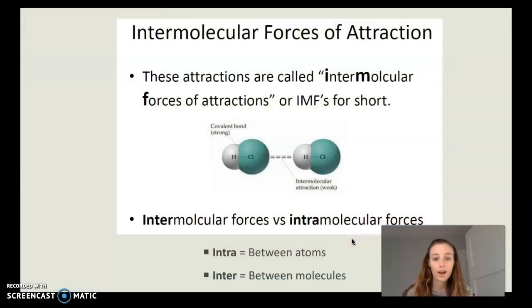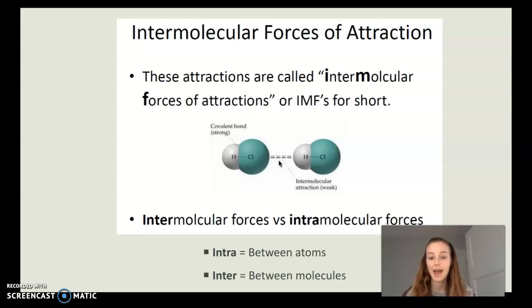Intermolecular forces, or IMFs, are attractions between different molecules. So these attractions are called intermolecular forces of attraction. So we have two molecules that are held together through an IMF. There is a difference between inter- and intramolecular forces.